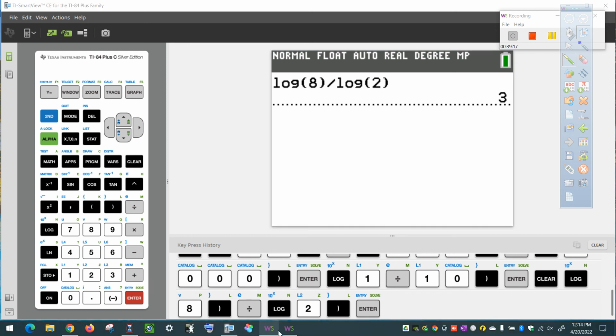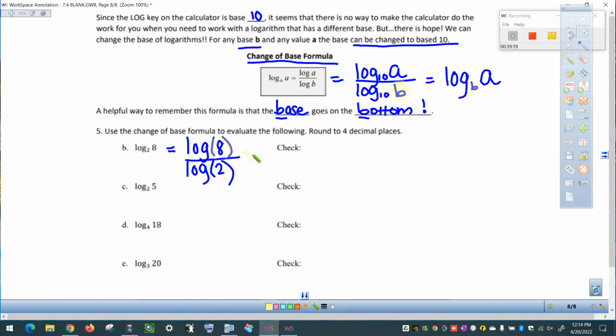Now the way for us to check this is to think about putting it back into exponential form. It does work because, sure enough, 2 to the power of 3 equals 8.